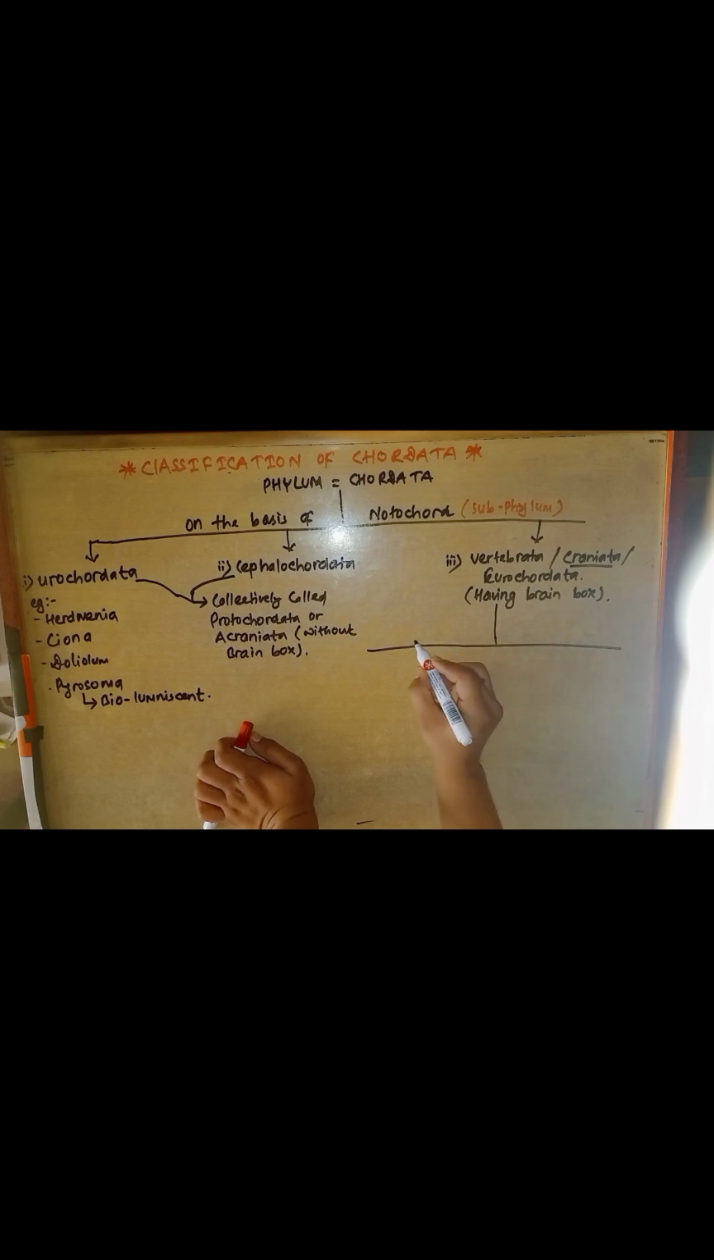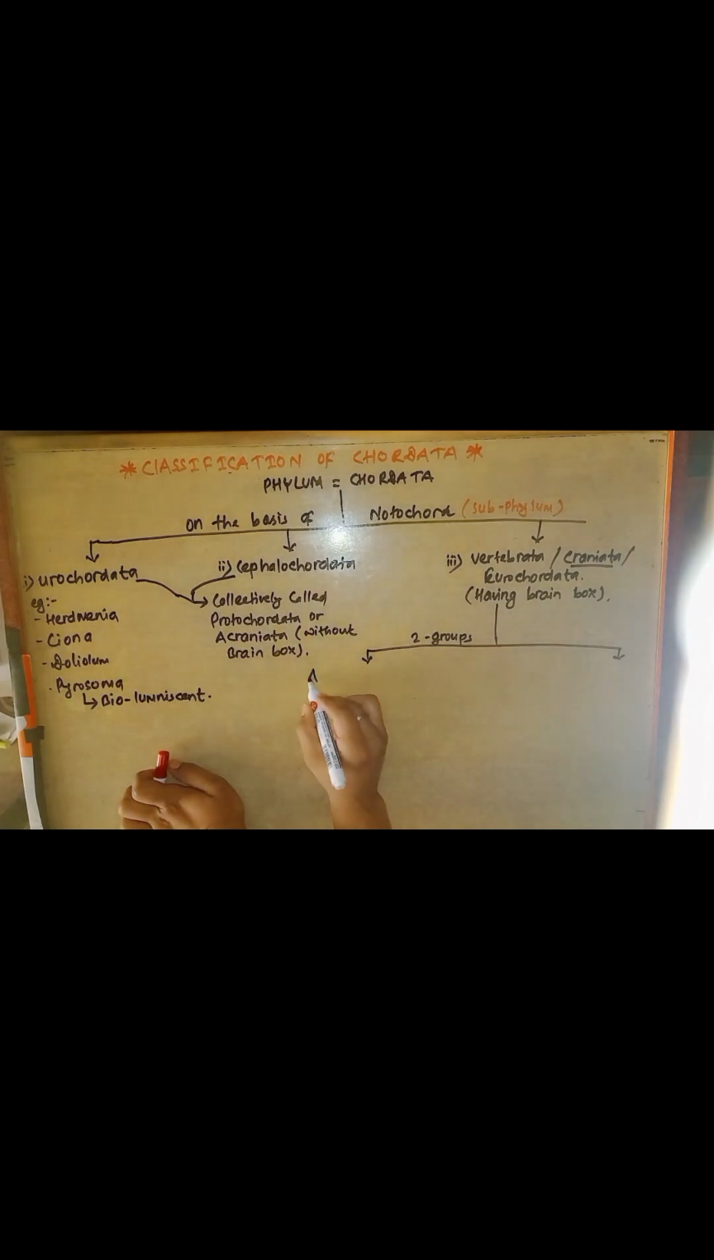And after that we have Vertebrata, Craniata or EuChordata, that is having brain box. And this Vertebrata is divided into two groups, Agnatha and Gnathostomata. Here Agnatha means jawless, that is without jaw, and Gnathostomata means having jaw.